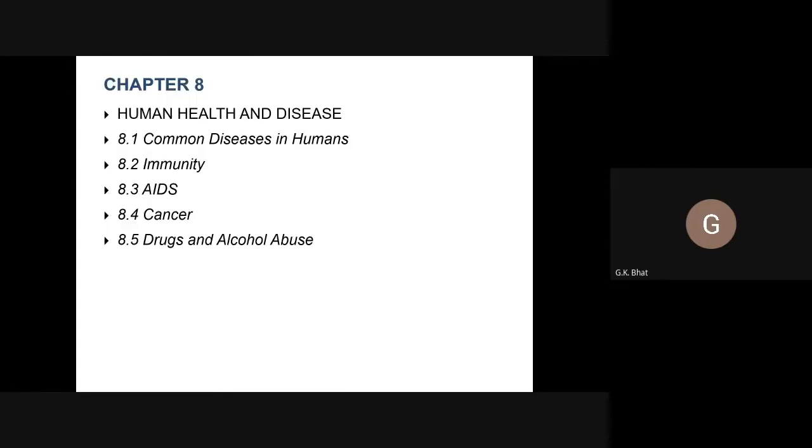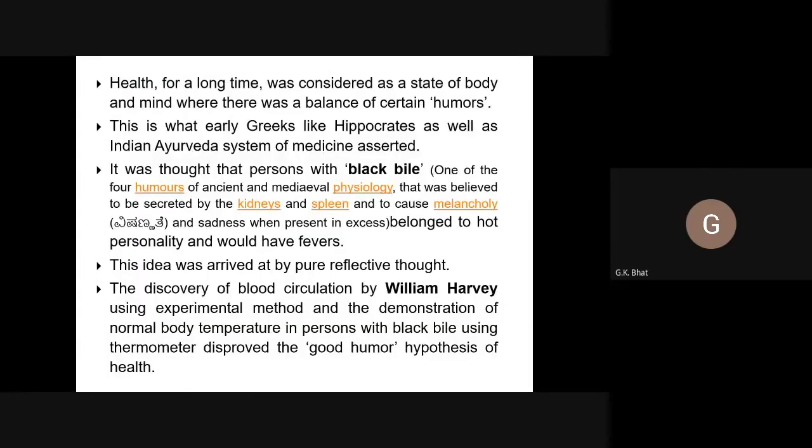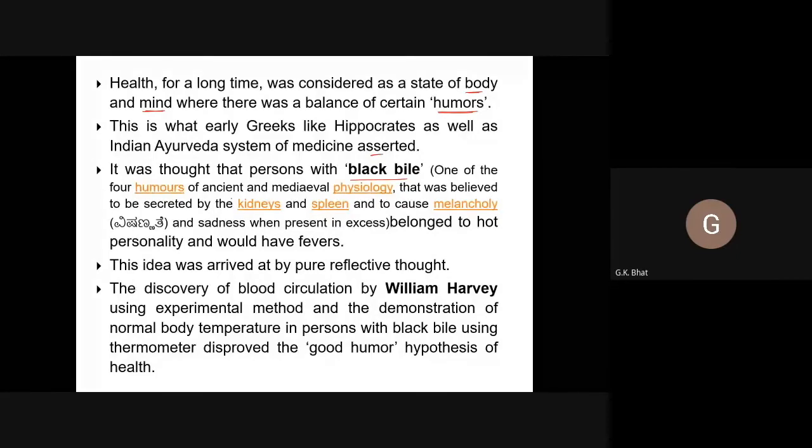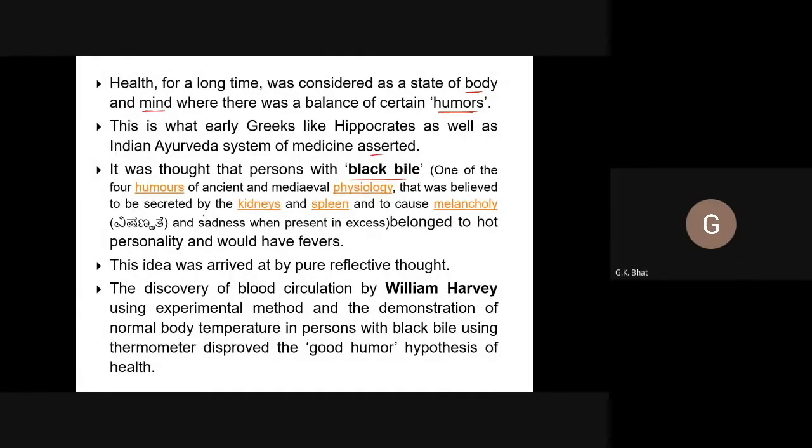Now let us take up this particular chapter. Health for a long time was considered as a state of body and mind, where there is a balance of certain humors, certain fluids. This is what early Greeks like Hippocrates, as well as the Indian Ayurveda system of medicine, asserted. It was thought that persons with black bile, one of the four humors of ancient and medieval physiology, believed to be secreted by the kidneys and spleen, and to cause melancholy.